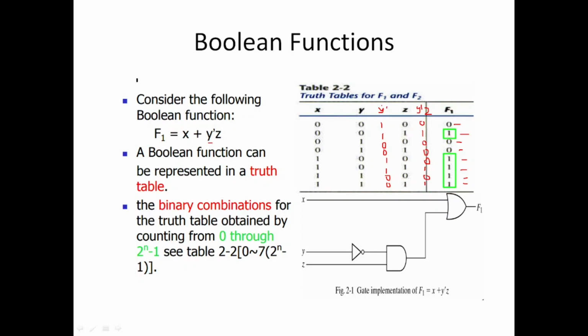So you can add y dash and y dash z as intermediate values. The intermediate columns can be included to find the final Boolean function. Next, we can represent this Boolean function as a circuit diagram, that is, the gate implementation of the function.